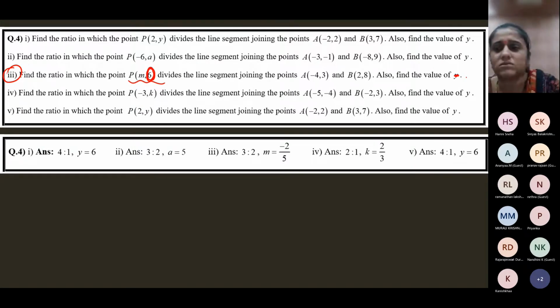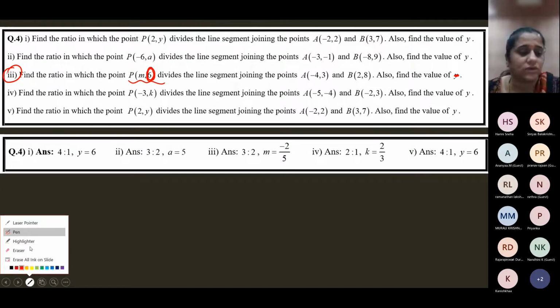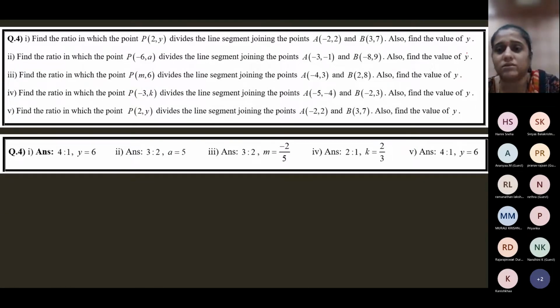My God. One minute, children. Find y here. Here I should say find a. Divides. Find the value of m. Find the value of k. Oh my God. Find y. I think you should take a screenshot now with the corrections.